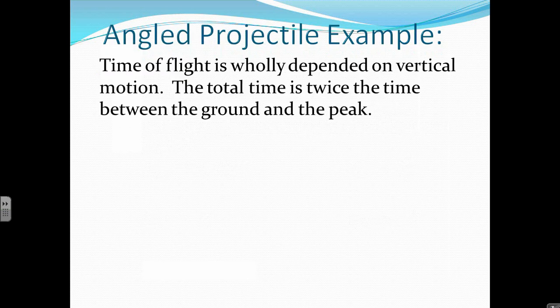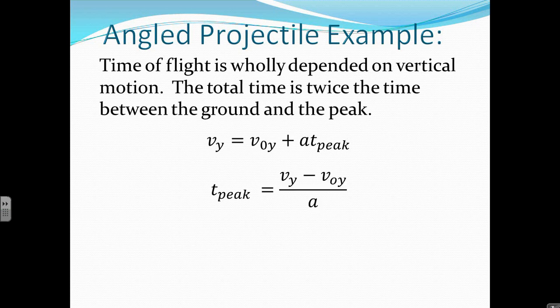So for this projectile example, because it's solely dependent on the vertical motion, we'll find twice the time to the peak. And we'll use this equation to start off with. Velocity final in the vertical direction equals velocity initial in the vertical direction plus acceleration due to gravity multiplied by time to the peak. Again, we're just finding the time for half. Rearranging this equation, we could say the time to the peak is equal to the velocity at the peak, which is 0, minus the velocity initial that it leaves with, divided by a.